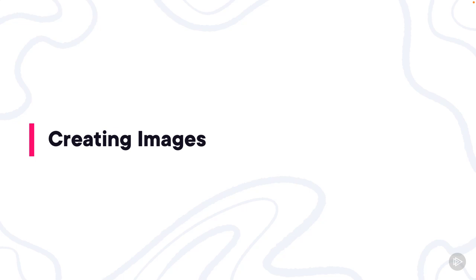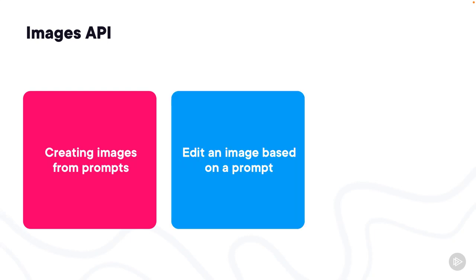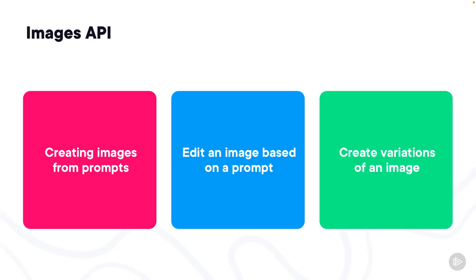So far, I've been talking pretty much only about text, but OpenAI can do much more. I am talking about images. With the API, you can create images from prompts or edit an existing image based on a prompt, and even create variations of an image.